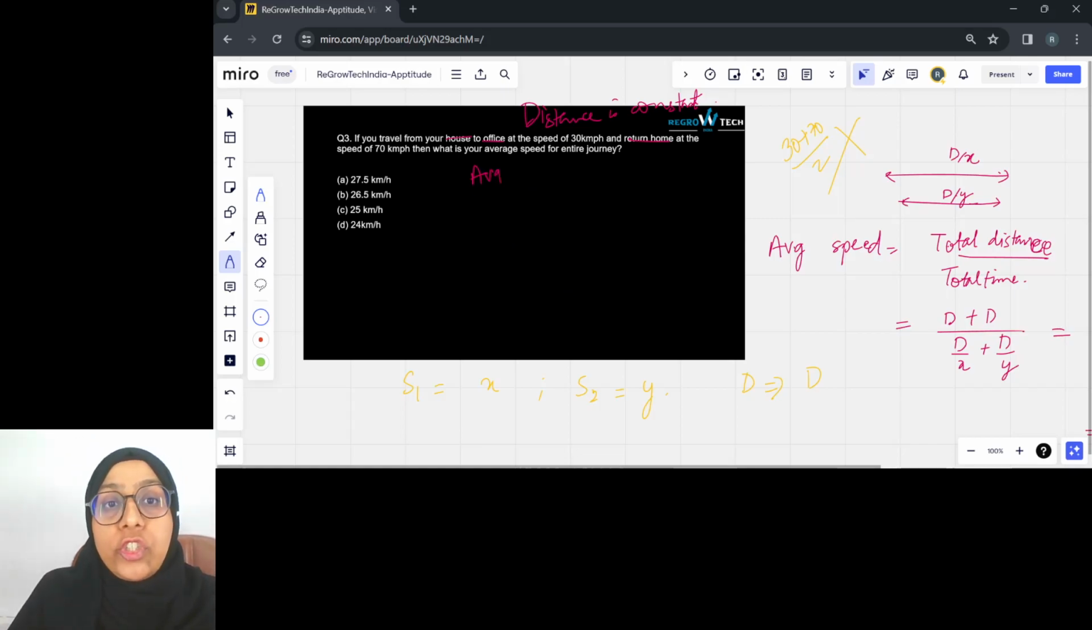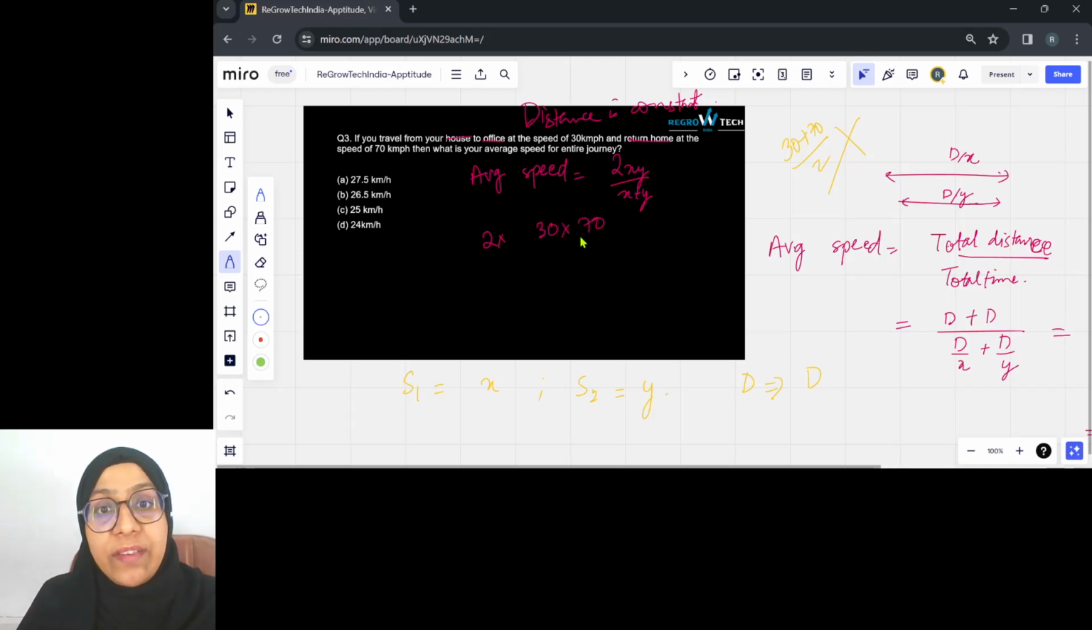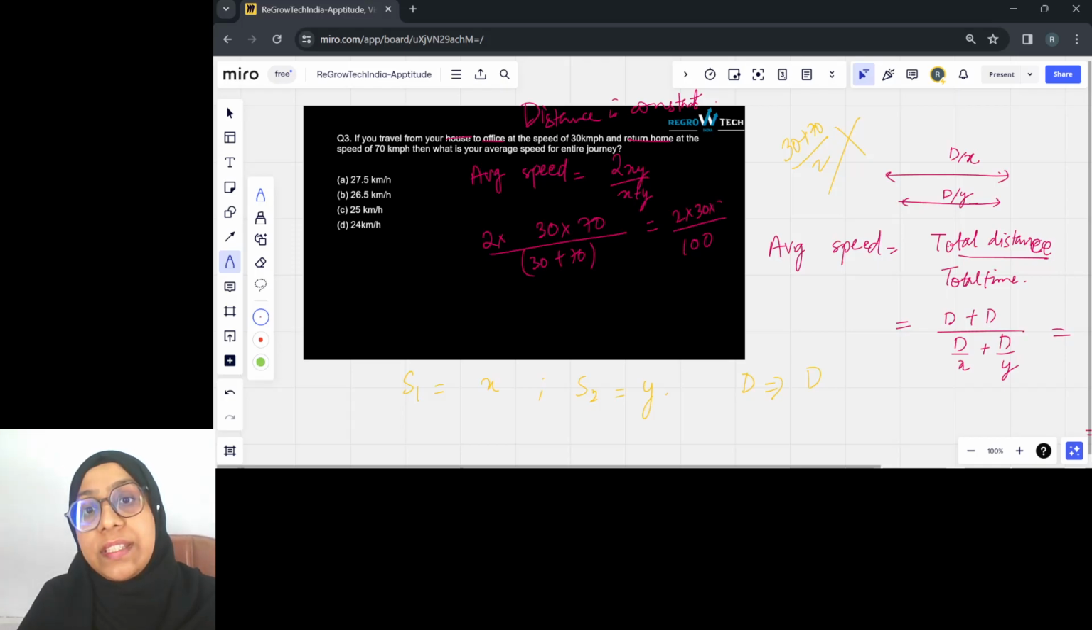So average speed is equal to 2 times xy divided by x plus y, right? So 2 times x, which is 30, times y, which is 70, divided by x plus y. I might as well just write 30 plus 70, which is 100. If I just cancel out the zeros, I think I should be done.